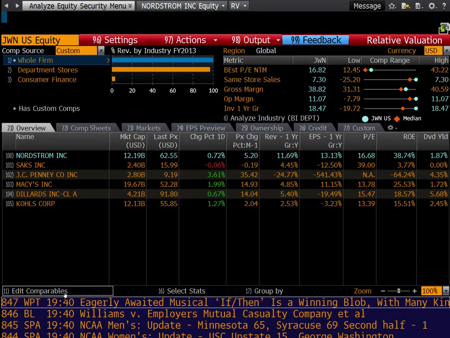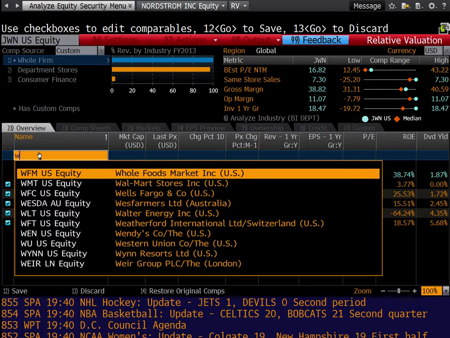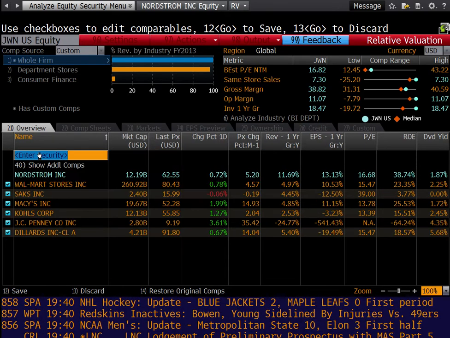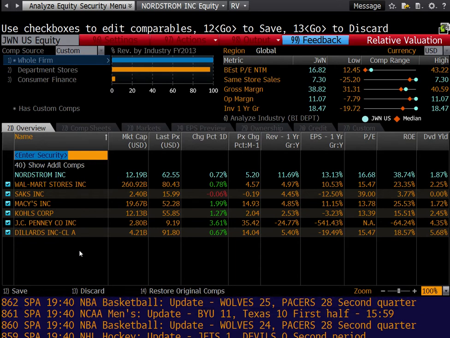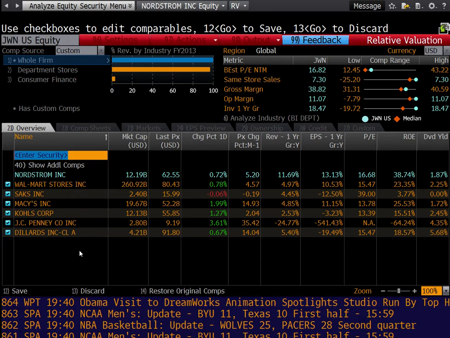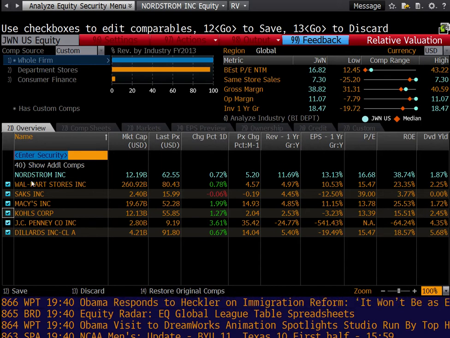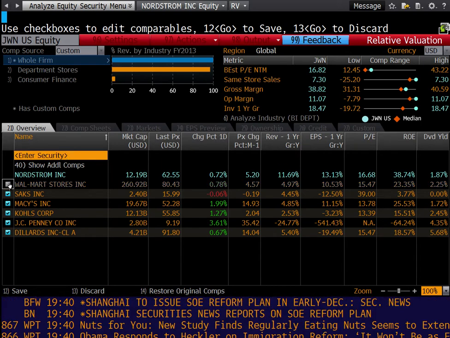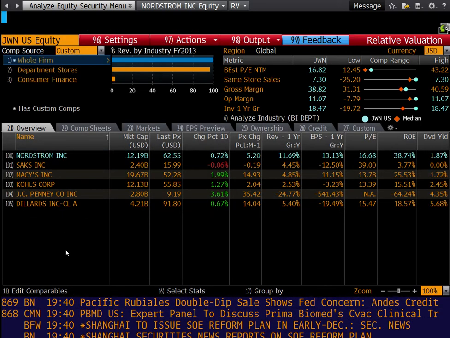Or I could edit my list, and let's say I wanted to make Walmart a peer, it would add Walmart to my list. Okay. I don't really think Walmart and Nordstrom are true peers in the retail market. I don't know, maybe you do, because they do sell clothes at Walmart. But in any event, uncheck Walmart, save. They're now part of my list. Okay, so I have a custom list of comps.